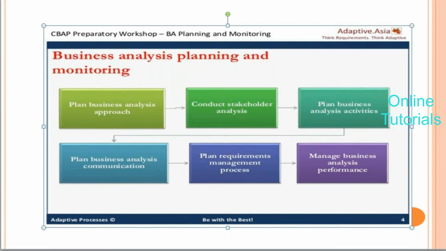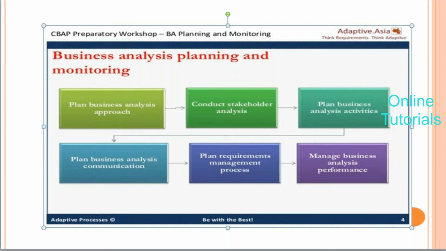Understand? This is the first one, business analysis, planning and monitoring. Under this, the first thing we do is about the approach of the business analysis plan, right? How this business analysis plan is to be taken forward and all that we have to discuss.